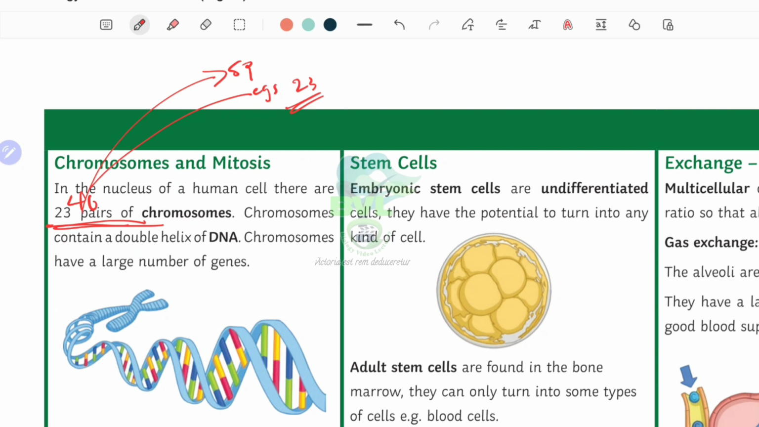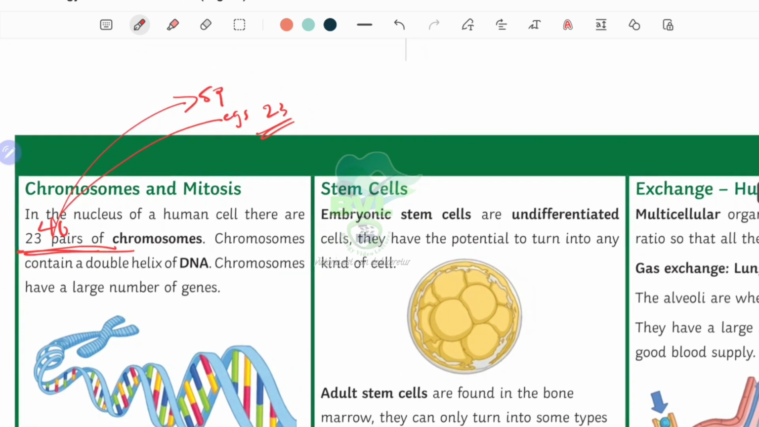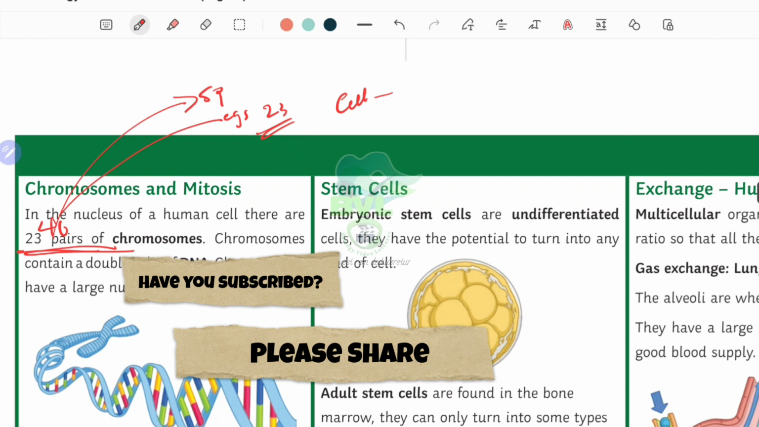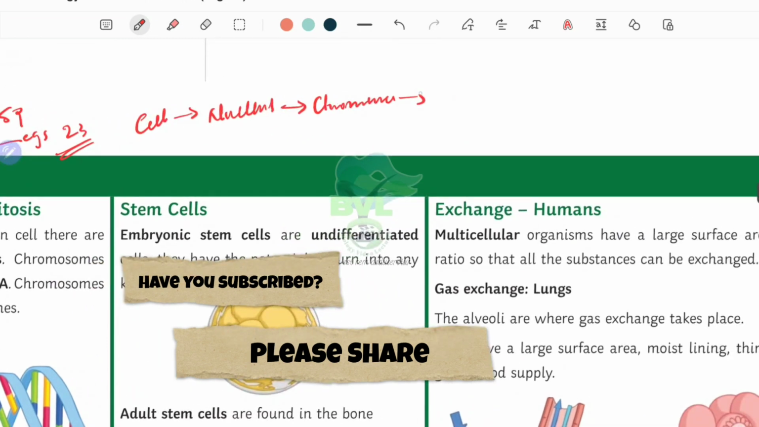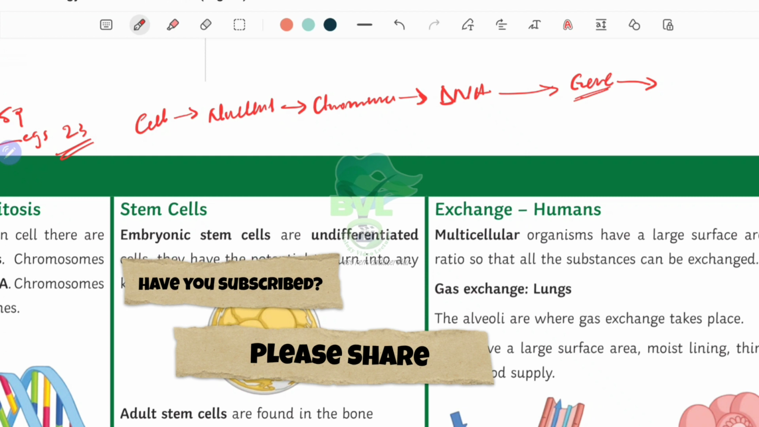Now, you should know this hierarchy. Inside the cell, you have the nucleus. In your nucleus, you have chromosomes. Then, if you unwind your chromosomes, you're going to see a structure called DNA. The segments of your DNA are what we call genes, so to say. And the genes control characteristics, traits, and all of that. I mean, just traits that make us who we are.